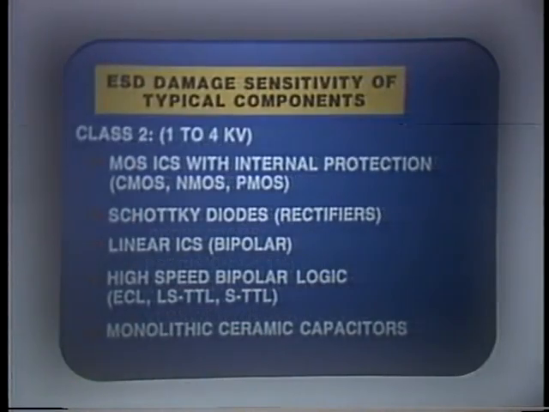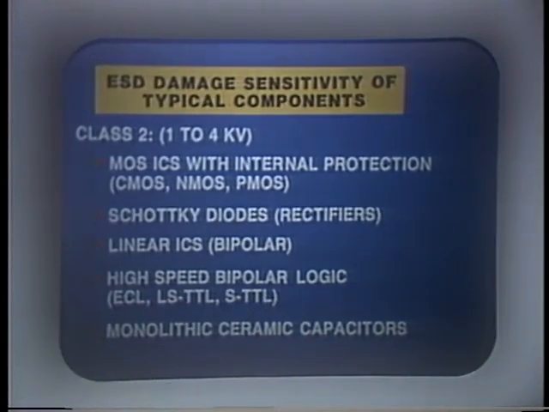The second class of sensitivity are those devices which are more rugged than Class 1, but still can be damaged by a discharge too small to be felt. Even MOS parts with built-in protection networks fall in this class, as do Schottky diodes, linear integrated circuits, high-speed logic families, and even such passive components as monolithic ceramic capacitors.